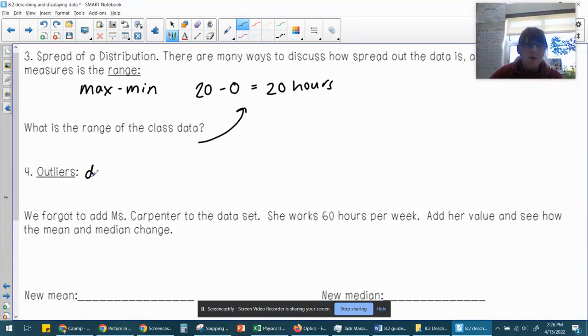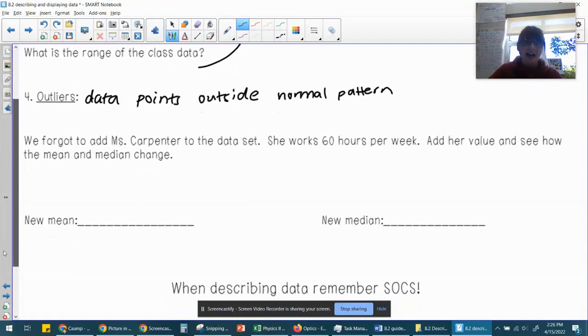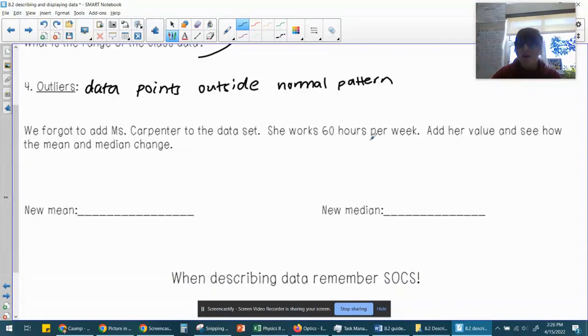Outliers are data points outside of the normal pattern. So let's say that I wanted to add myself to this data set, and I work 60 hours per week. If we add that new value to the data, I want to see how that would change. You add up all the data points, divide by 36 people now, and our new mean is 8.3 hours. The middle number, though, is still 8 hours.